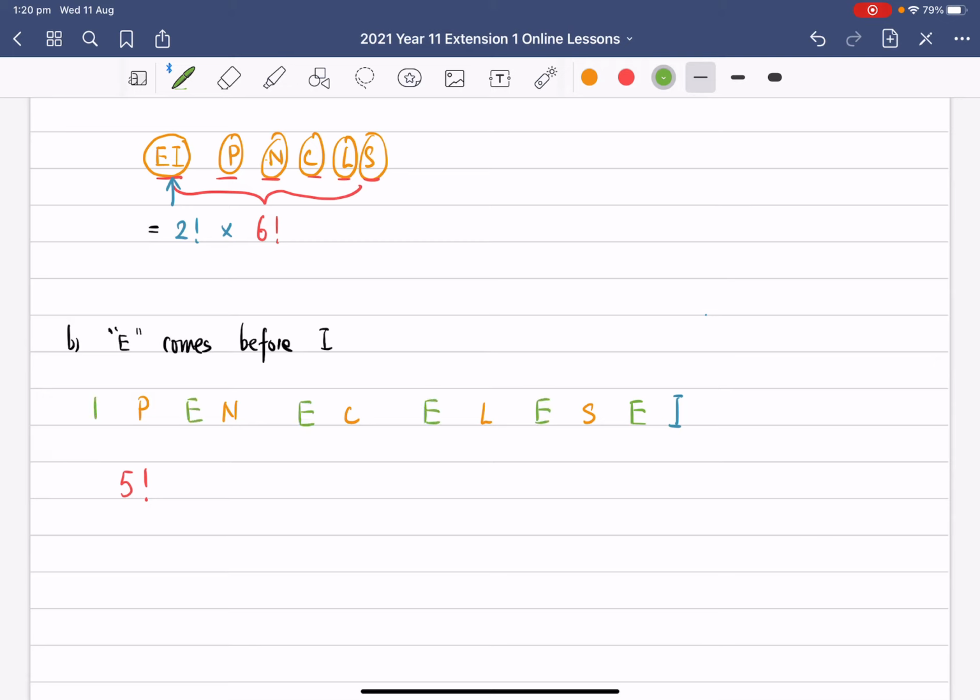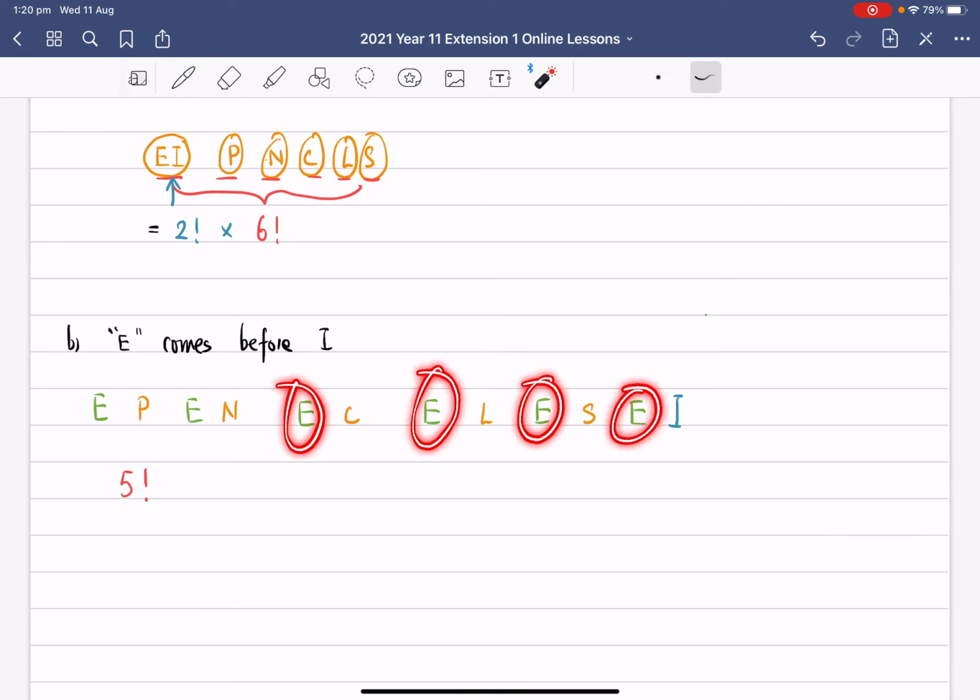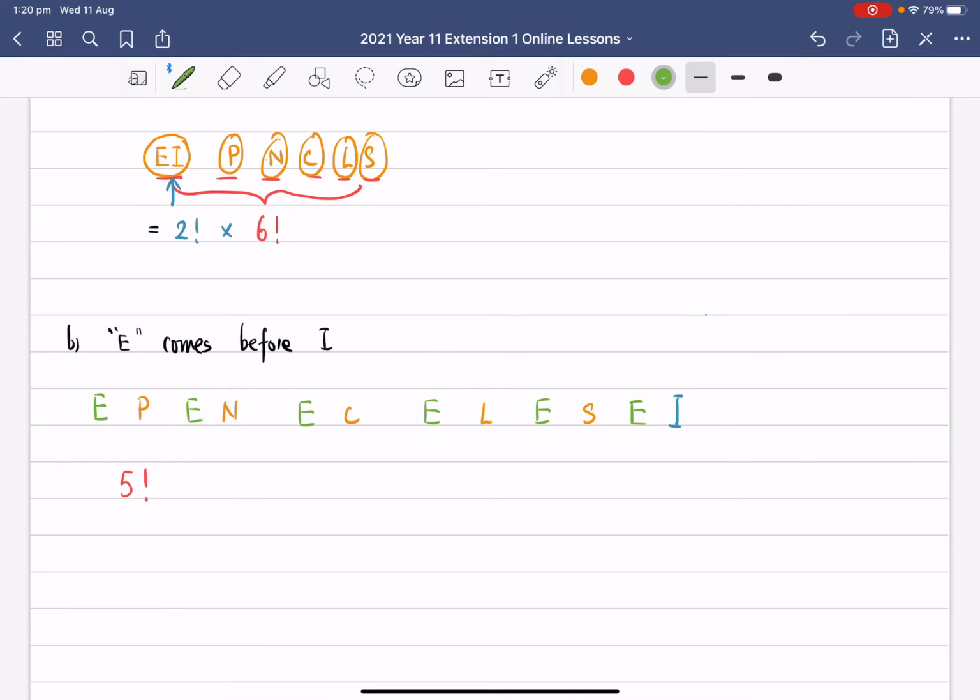These are all the possible positions for the E to be placed if I is the last letter. So we have 1, 2, 3, 4, 5, 6 different possible positions. Now we can definitely move this I over to that position there. So think about it, all right? Let me just move this I over.